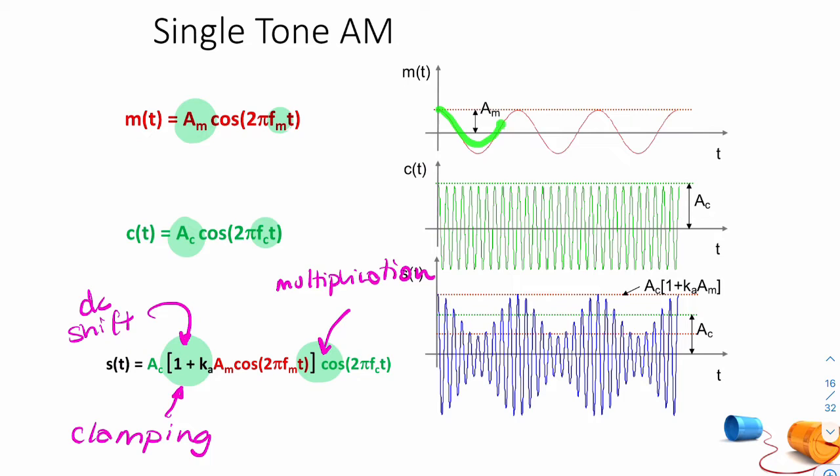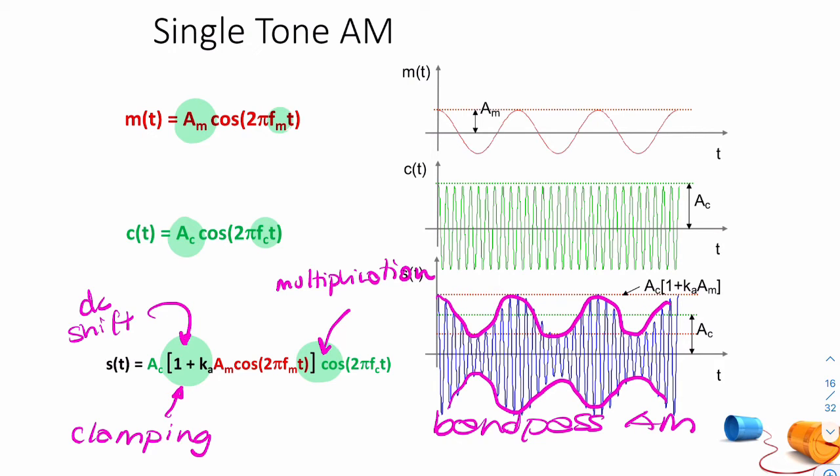So this message is first clamped. That means it's raised. And that is then multiplied by your high frequency carrier. And that'll give you this signal here. And this is your band pass AM, where the signal is actually encoded there within the envelope of the carrier.